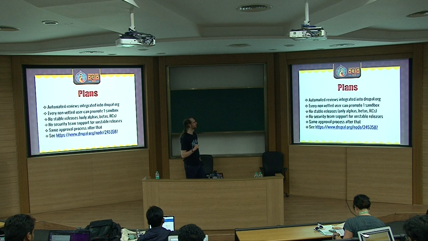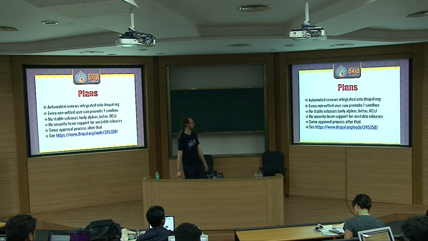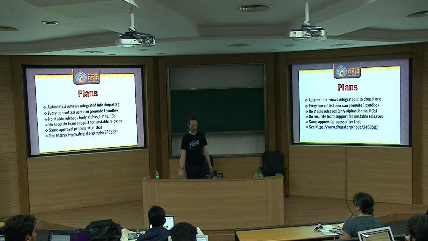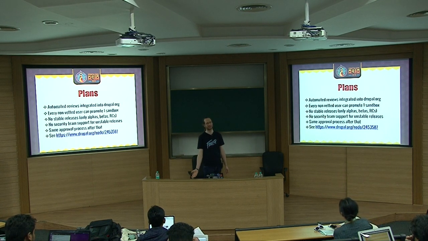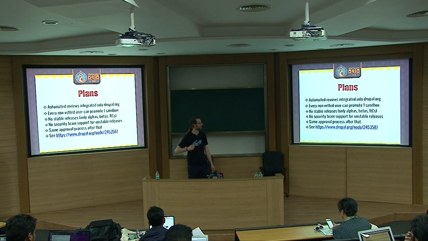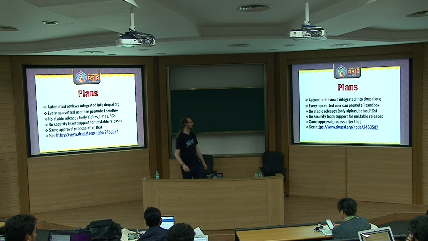Although they cannot create stable releases, they can push out the first beta or the first alpha version of a module, and people can already download that and they have the visibility and people know about it and they have a better experience. So, as I already said, there's no security team support for unstable releases. So for the security team, they wouldn't be changing much. You would have your beta release out there, and then you would go through the approval process after that.